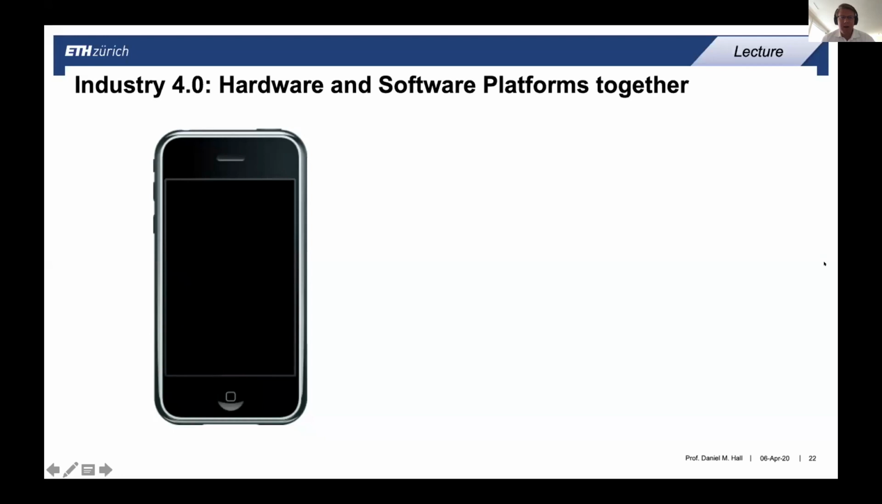We've talked about how to create a physical platform. And today we're talking about how a digital software platform can help configure that hardware platform, or make better use of that hardware. The example I like to use is that of the iPhone. Again, I use the iPhone a lot in this class.